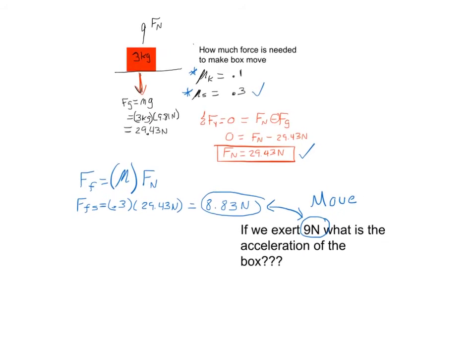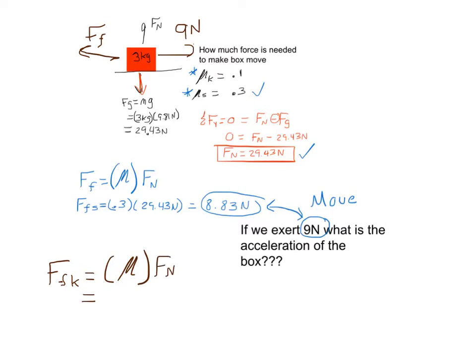So right now in this situation, we're going to change this and imagine that there's 9 newtons pushing this way, and there's a force of friction pushing that way. Because the box is now moving, we have to take into account the kinetic force of friction, which is still the same formula, the coefficient times the normal force, except now we're going to use the kinetic coefficient, 0.1 times the normal force, which is still the same, 29.43. So our force of kinetic friction is going to be 2.943 newtons.